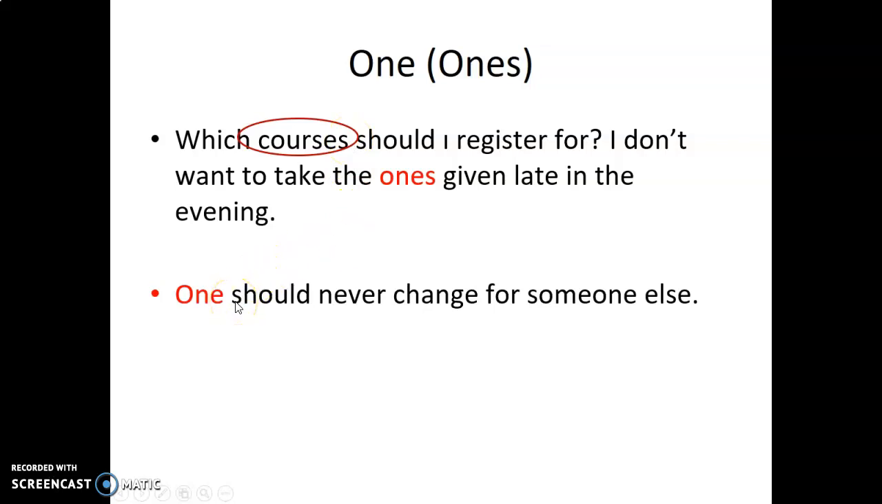One should never change for someone else. Now, this one is a little bit different from the others that we have studied. It's not a backward reference. It's not a forward reference. It's an outside reference. In other words, it's a universal reference. So what do you think one refers to in this example? One should never change for someone else. So we don't have it in this sentence, right? It basically means a person. So a person should never change for someone else.